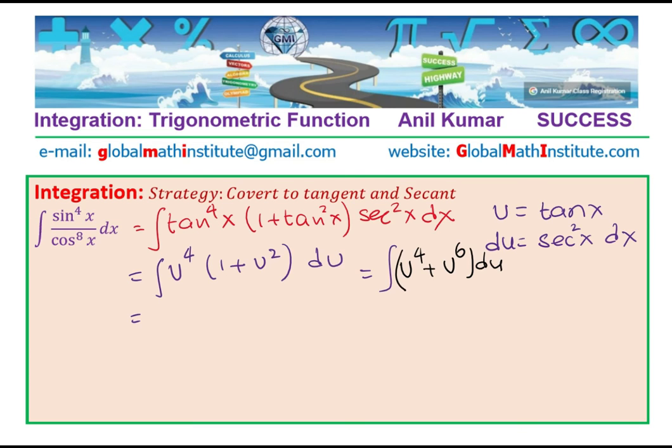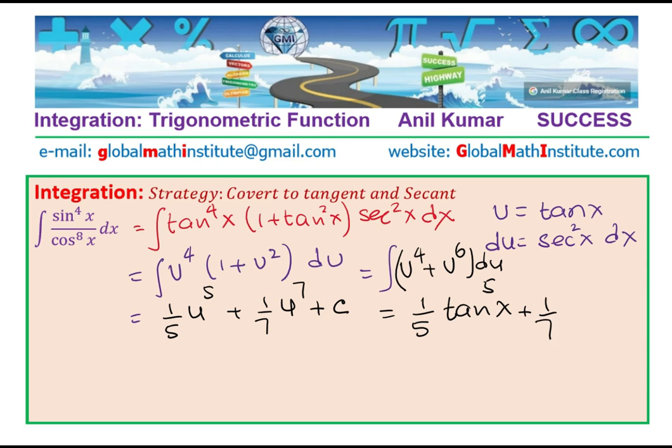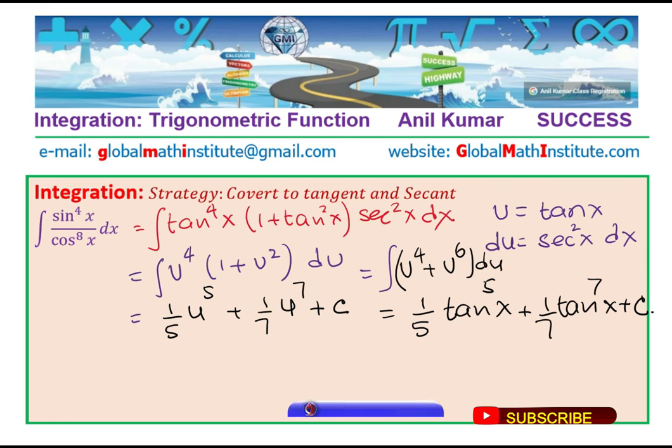Perfect. So the integral is 1/5 of u to the power of 5 plus 1/7 of u to the power of 7 plus a constant c. Substituting tan x for u, we get 1/5 of tan to the power of 5x plus 1/7 tan to the power of 7x plus c. Do you see how we simplified it and wrote down the answer? It is sometimes very important to think beyond the box, and that helps. I hope it makes sense.